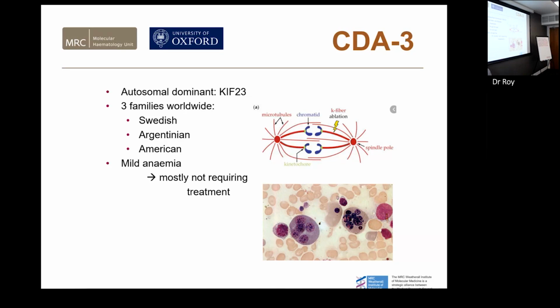CDA3 is dominant. It's a mutation in a gene called KIF23 that is involved in how, once the DNA has been copied and you've made your 2 nuclei, you need to separate your cell into 2 cells, and that's the bit that doesn't work. That's why you end up with these erythroblasts that have 12 nuclei, because they keep copying the DNA and then they can't separate the cell. Only 3 families are known worldwide, and it's usually a fairly mild anemia.